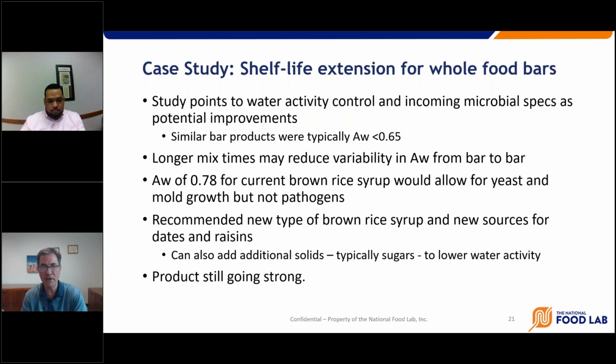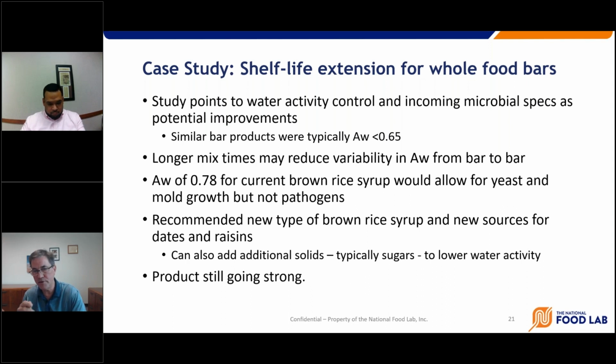We looked at mix times with our product because they have a lot of pieces, whole pieces. The uniformity of the water activity just within the bar and from bar to bar was not uniform. So we recommended that they go up in longer mix times. And we did compare bar products, or similar bar products, against this. Typically, they were less than 0.65. So clearly, you want to get down a little bit lower. The current brown rice syrup, obviously too high.